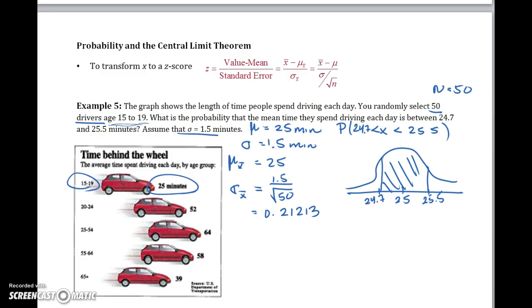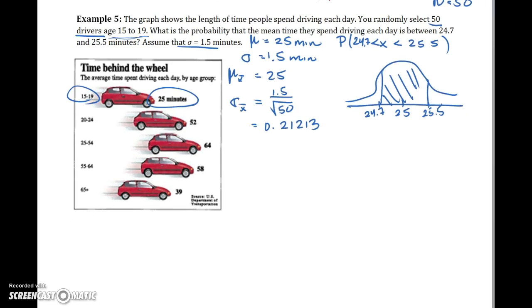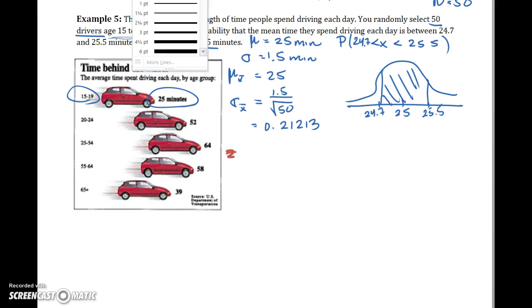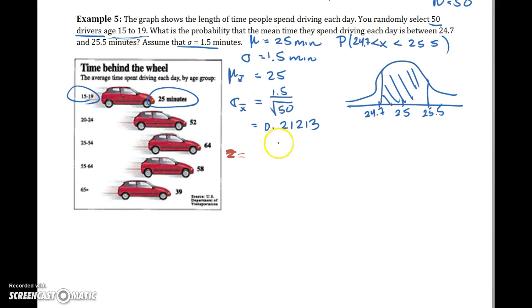What I would love for you to do right now is to find your z-scores for each of these. So you have that formula. Use it right now. I'll do the first one with you, or you can leave me and continue. The first one is going to be 24.7 minus the actual average, 25, over the standard deviation, so over 0.21213. If you use your calculator, you're going to get negative 1.41.